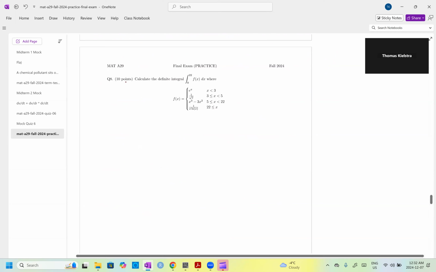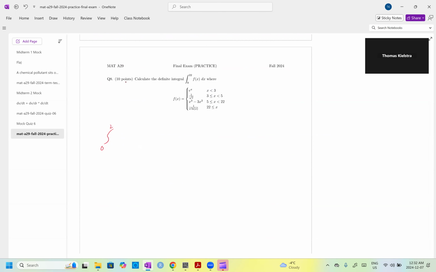Finally, we have a definite integral that is broken up into pieces. When we have a definite integral over a piecewise function, we've got to break the function up into pieces based on how the function's definition is broken up. So we start with the integral from 0 to 22 of f of x dx. And this equals the integral from 0 to 3 of f of x dx plus the integral from 3 to 5 of f of x dx plus the integral from 5 to 22 of f of x dx. And this has to do with the 3 different branches of the function over this domain.